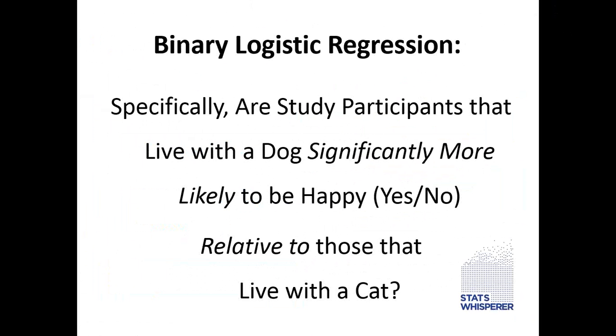More specifically, are the study participants who live with a dog significantly more likely, and it's a term used with binary logistic regression or logistic regression in general, more likely to be happy, yes or no, relative to those that live with cats? So this is almost a little more definitive, right? So it's not just higher or lower scores for happiness, it's being happy, yeah, happy, no. It's kind of more definitive, black and white like.